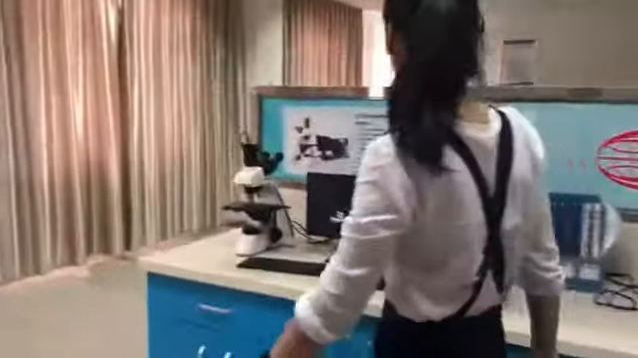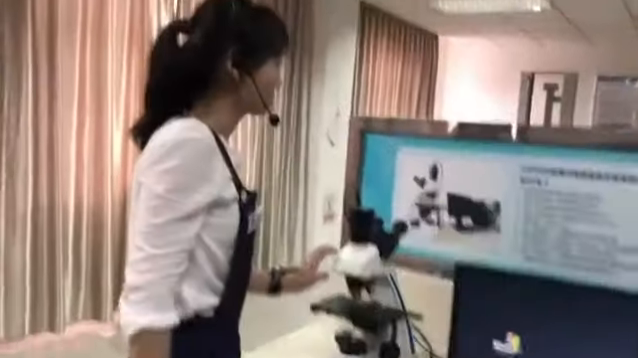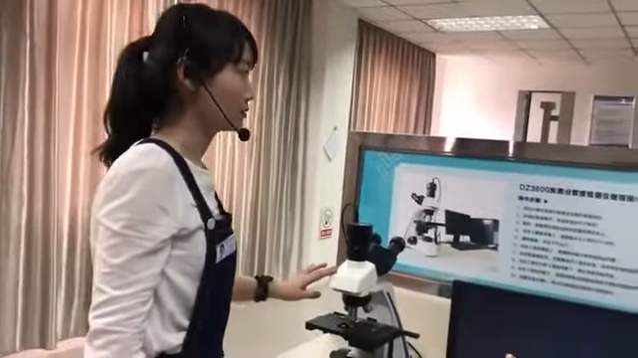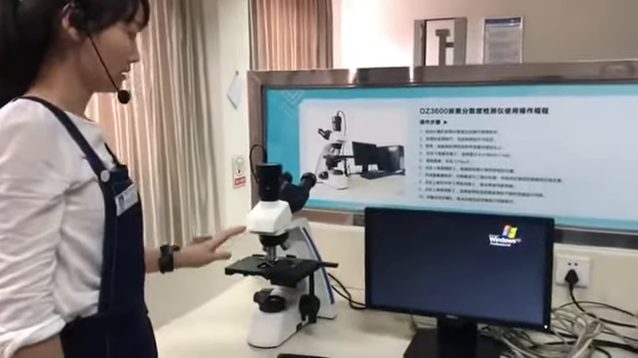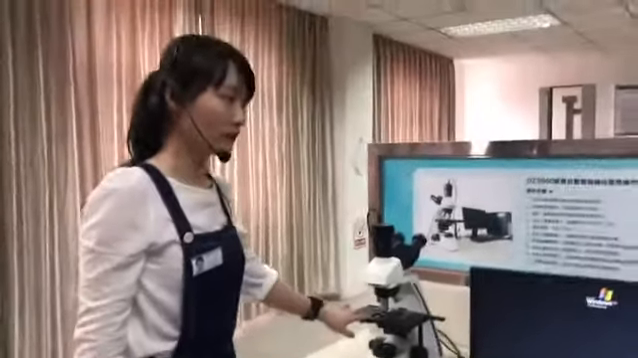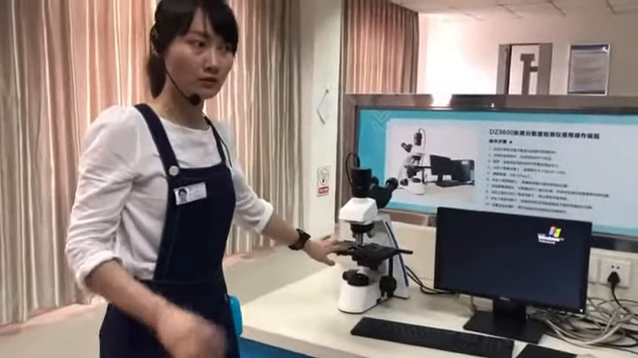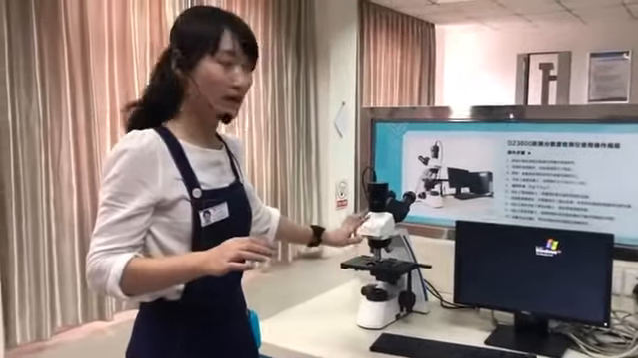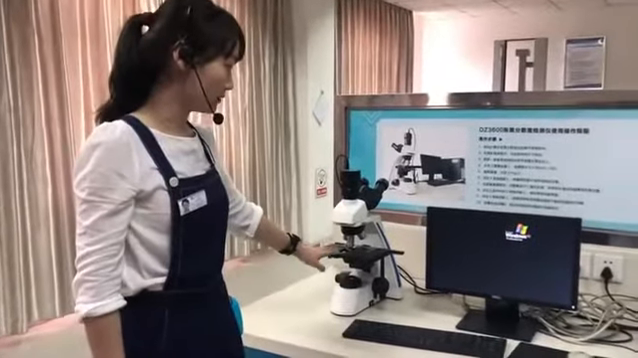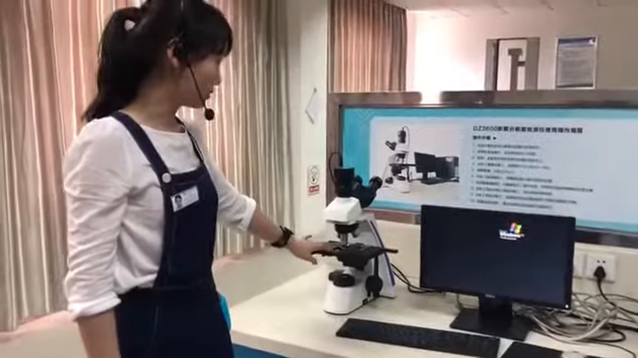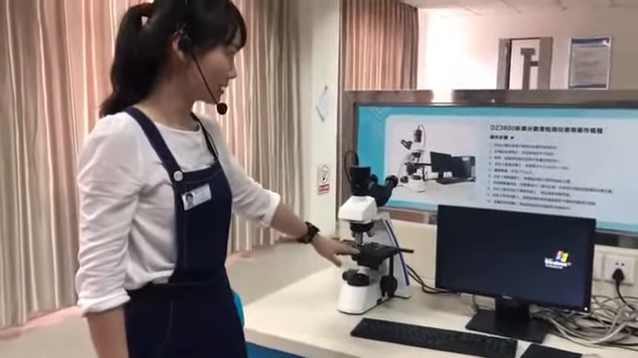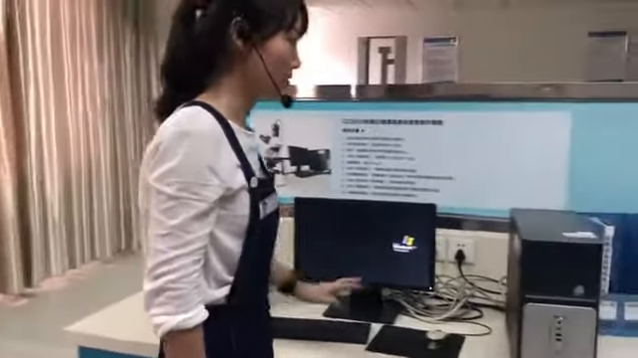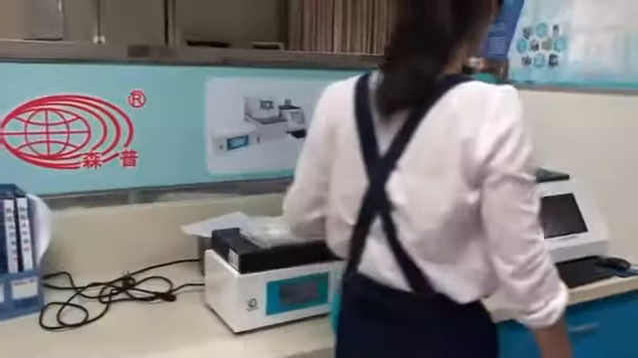Okay, here is the first instrument. The name of this instrument is the carbon black dispersion testing machine. That machine is also very important for us to test how the carbon black is dispersed in the pipes. So we can have a clear understanding of how much carbon black is contained in the pipes.